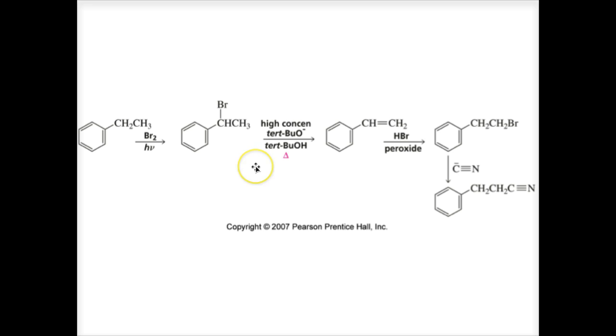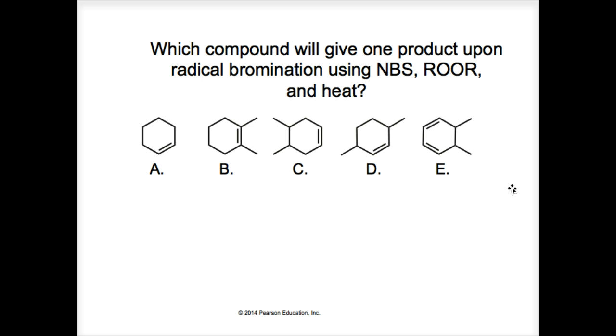Ethylbenzene is brominated in the presence of light to add a bromine on the benzylic carbon. There it is. And then the second step, dehydrohalogenation, occurs with a bulky base, hydroxide. And the hydrogen bromide is added anti-Markovnikov in the presence of peroxide. The nitrile group replaces the bromine, and we have a final product.